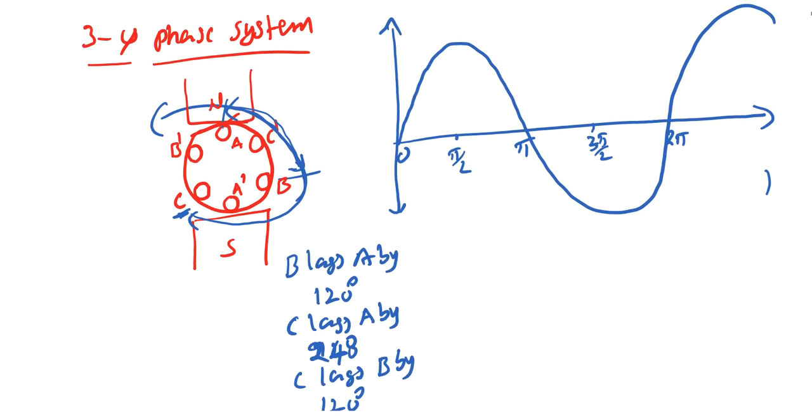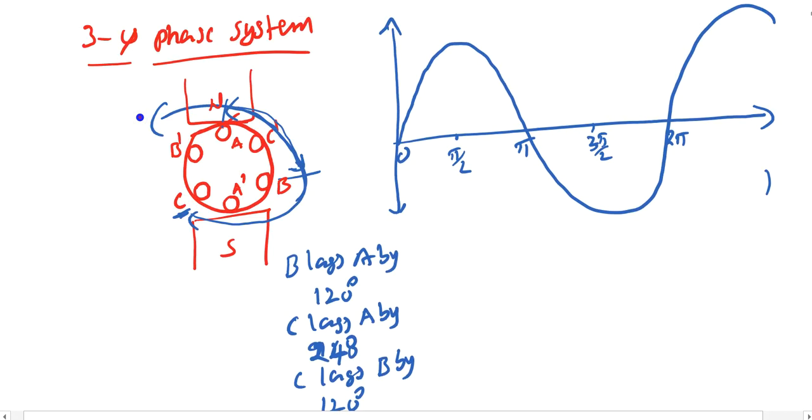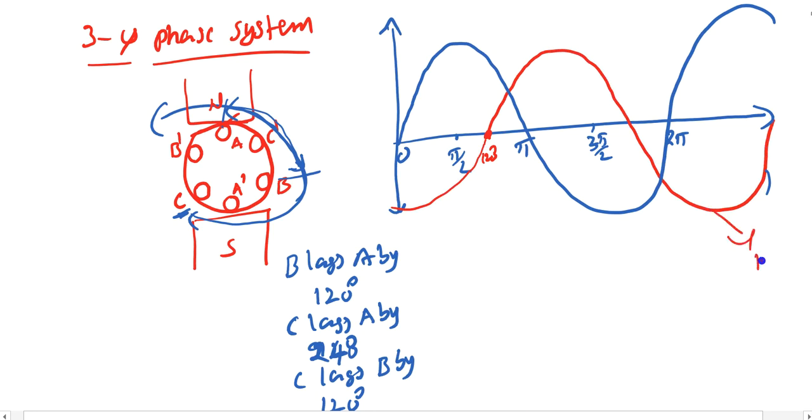Now we'll see how to draw this waveform. Obviously my A has been drawn and my B is lagging by 120 degrees, which means somewhere here it is 120 degrees. From here my B is going to start and goes like this. So this is my B, and this is A.